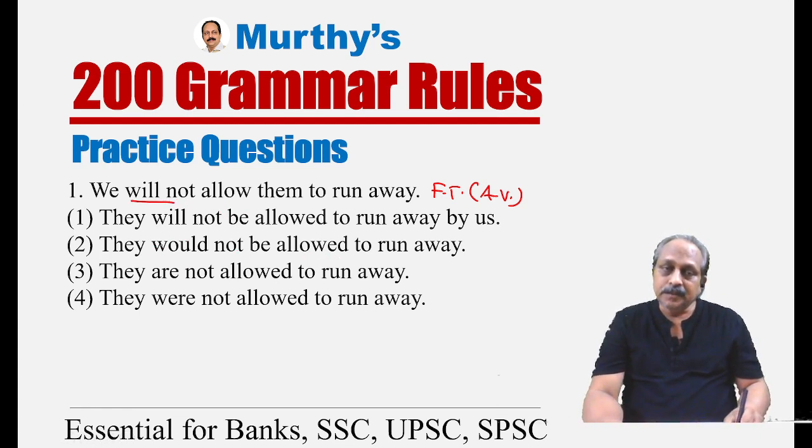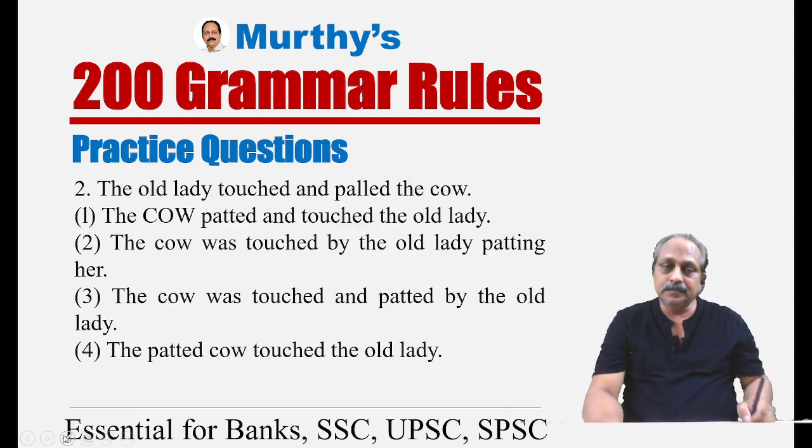Hold that one. You cannot use would. You have to repeat the same verb. Will has to be there. Based on that, it is ruled out. So what is the answer? The first option. We will not allow them to run away. They will not be allowed to run away by us.